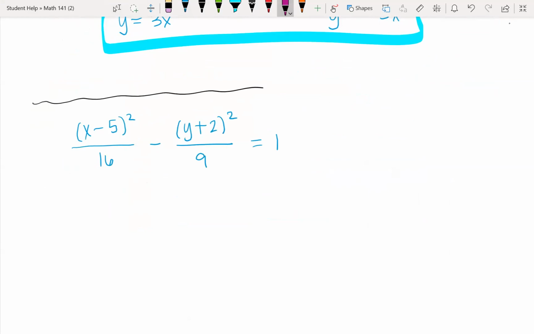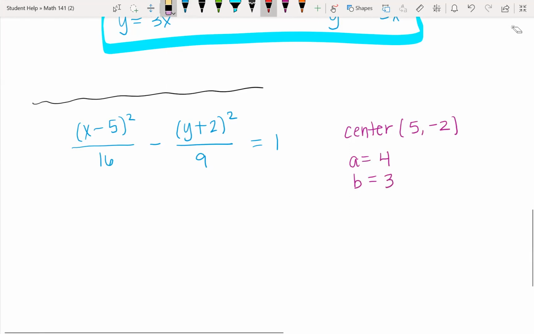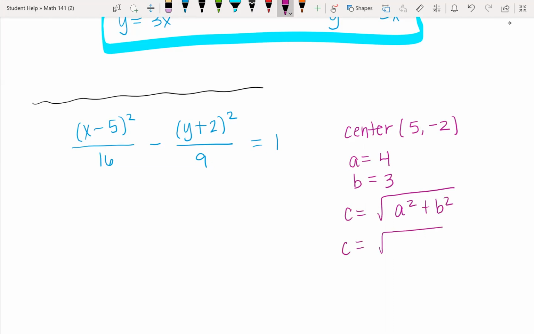All right, to start, we'll say that the center of this graph is at 5, negative 2. Remember that we're always subtracting off those two values, h and k, to get to the center. A in this case is going to be under the first variable. A is going to be 4 because it's a squared, and then b squared is 9, so b is going to equal 3. So c is going to be the square root of a squared plus b squared. C is the square root of 16 plus 9. C is equal to 5, right?